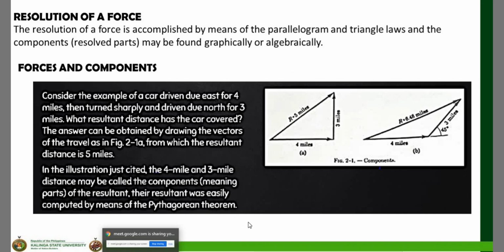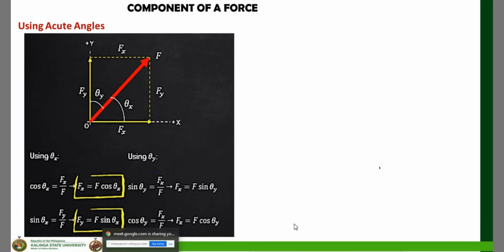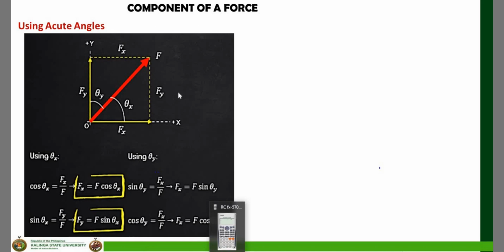Now, to further understand forces and components, there are two methods or two ways to determine the components of a force. First is using acute angles. Now, as you can see there in the diagram, yung force F natin, meron siyang dalawang component. Kasi di ba naka-incline yan? Kapag naka-incline yung force, it has two components. It's either Fx or Fy. Kapag sinabi natin Fx, the force is along the x-axis. Kapag sinabi natin Fy, the force is along the y-axis.